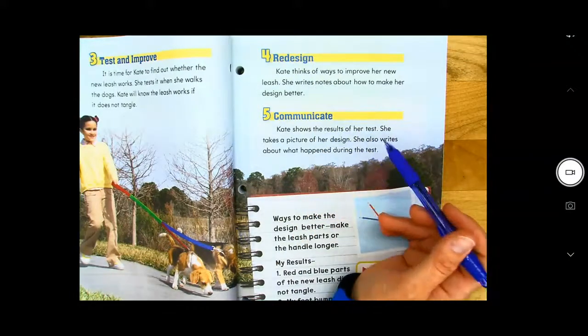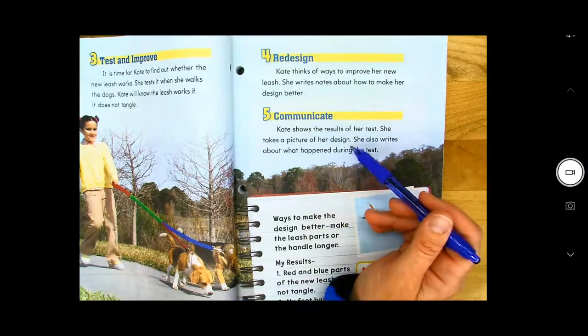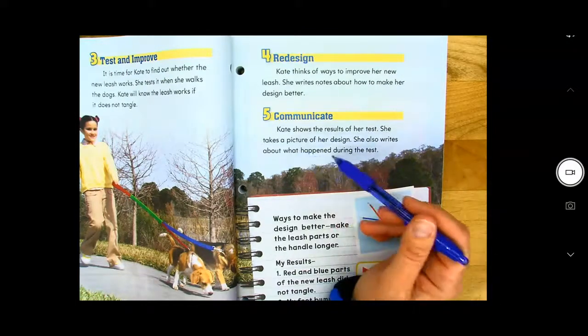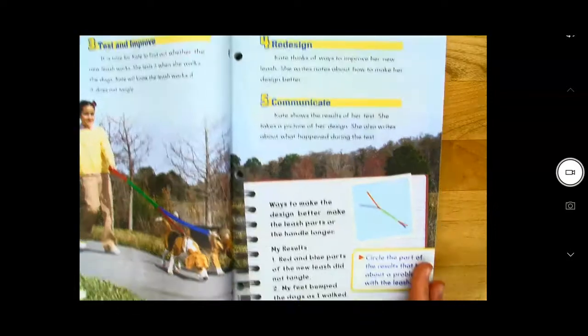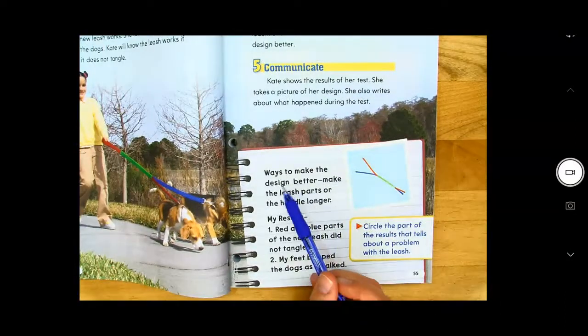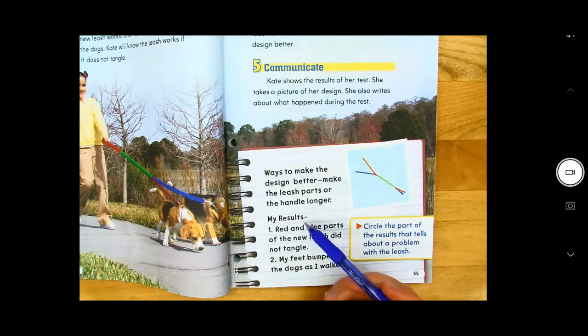Communicate. Kate shows the results of her test. She takes a picture of her design. She also writes about what happened during the test. Ways to make the design better. Make the leash parts or the handle longer. My results. Red and blue parts of the new leash did not tangle. My feet bumped the dogs as I walked.